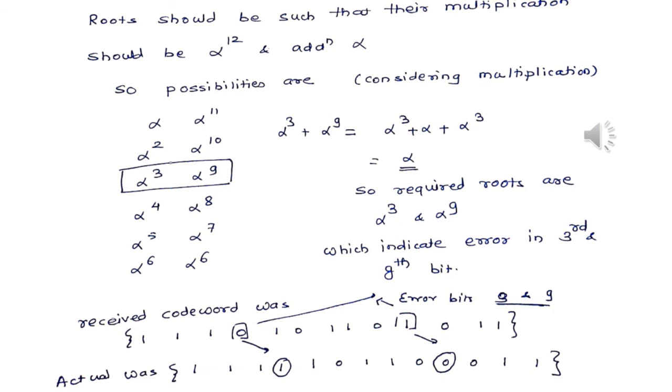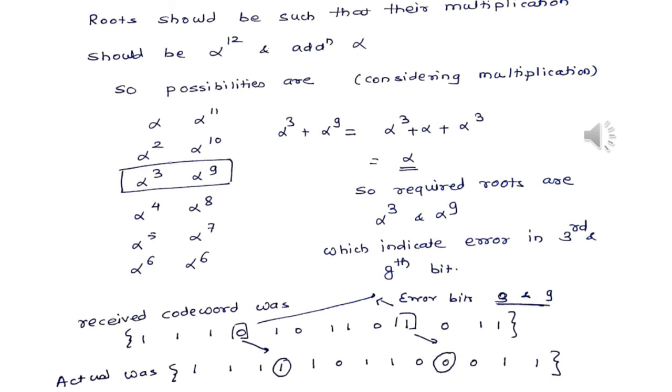So if you see all the combinations, we got the third combination, which is alpha cube and alpha 9. If you add them, the answer is alpha. So the 2 conditions are satisfied here. The multiplication of alpha 3 and alpha raised to 9 is alpha raised to 12, and the addition of alpha cube and alpha raised to 9 is alpha. So the required roots are alpha cube and alpha raised to 9. These roots actually indicate the bit numbers which are in error. So if you refer to the code word, our error locations are the 3rd bit and the 9th bit.